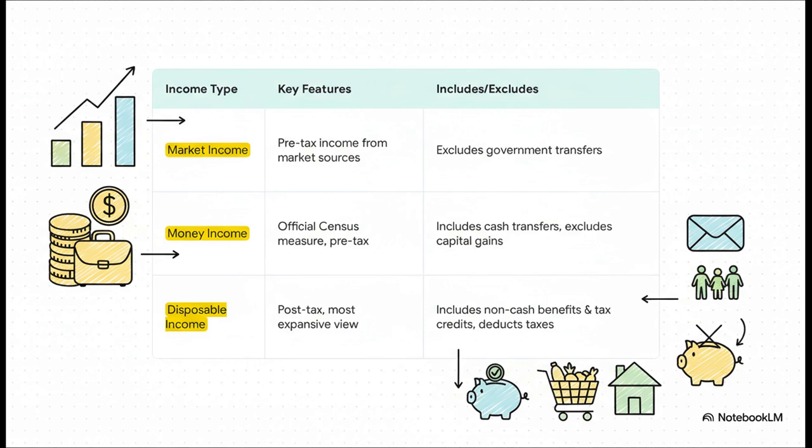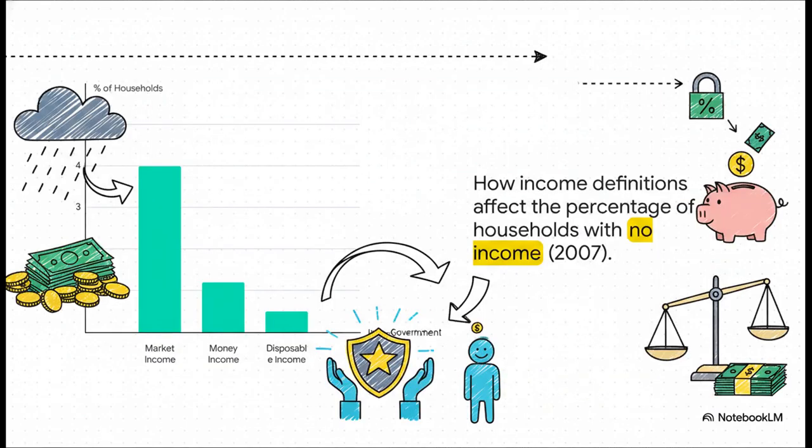First, you have market income. Think of this as your raw earnings from your job and investments before the government gets involved at all. Then there's money income. This is the official one the Census Bureau uses. It adds in cash benefits like Social Security checks. And then you have what's probably the most complete picture: disposable income. This one adds in non-cash stuff like food stamps, and this is a big one: it subtracts the taxes you pay. And just look at the difference this makes.